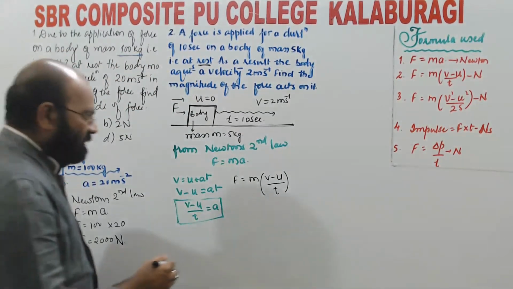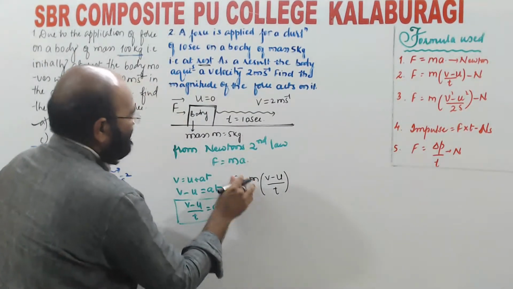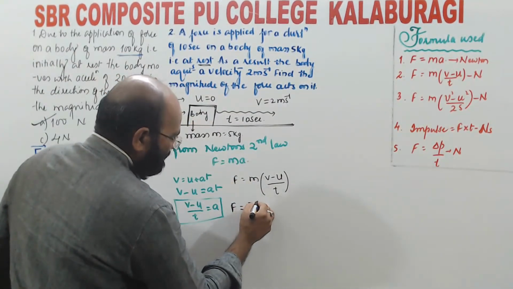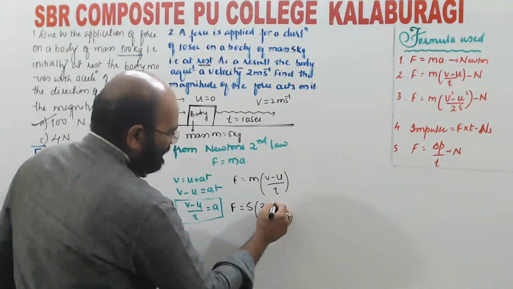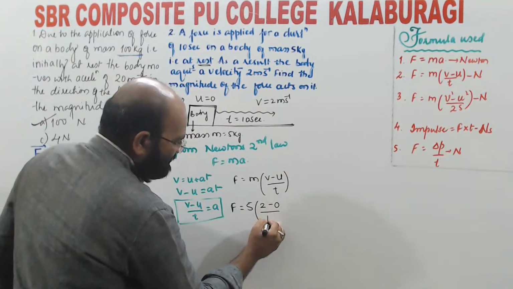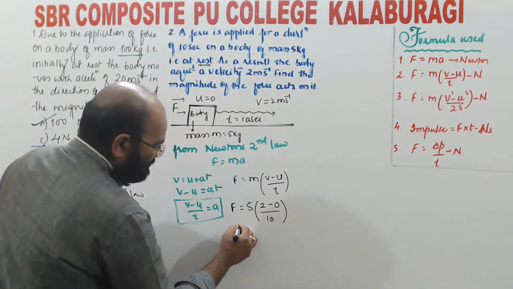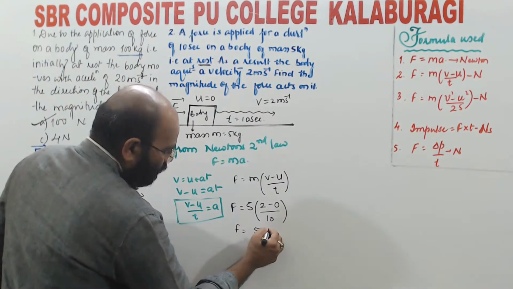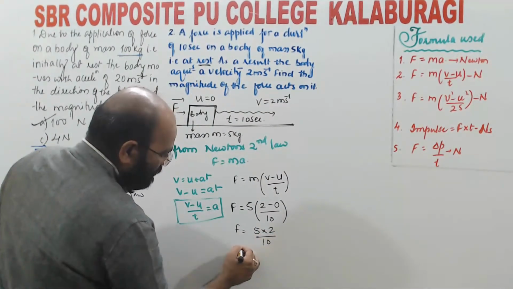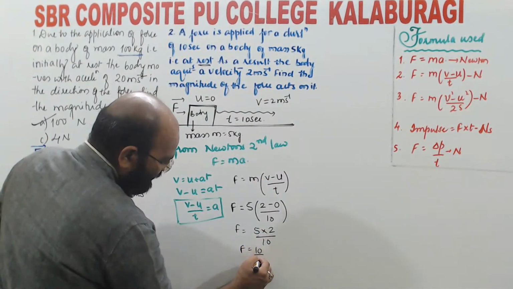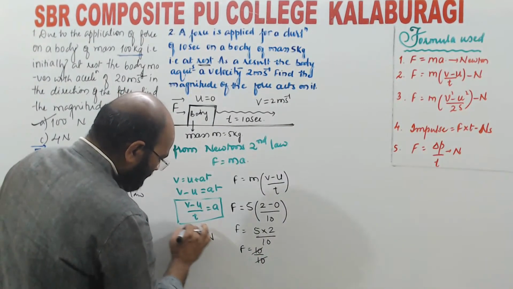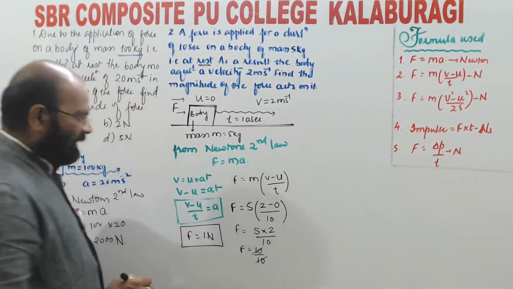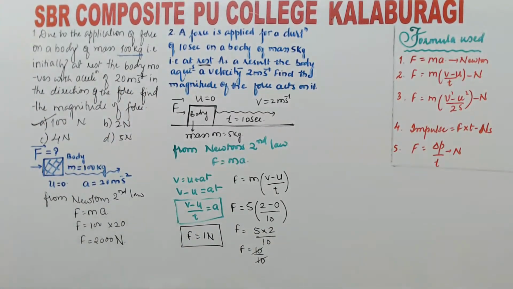Then we know that force equals mass, which is given. How much is the mass? 5 kilograms. What is the final velocity? The final velocity is 2 minus 0, divided by the time, which is given as 10 seconds. Then force equals 5 into 2 divided by 10. 5 twos are 10, so this is 10 by 10, so force equals 1 Newton. So 1 Newton of force is acting on the body.